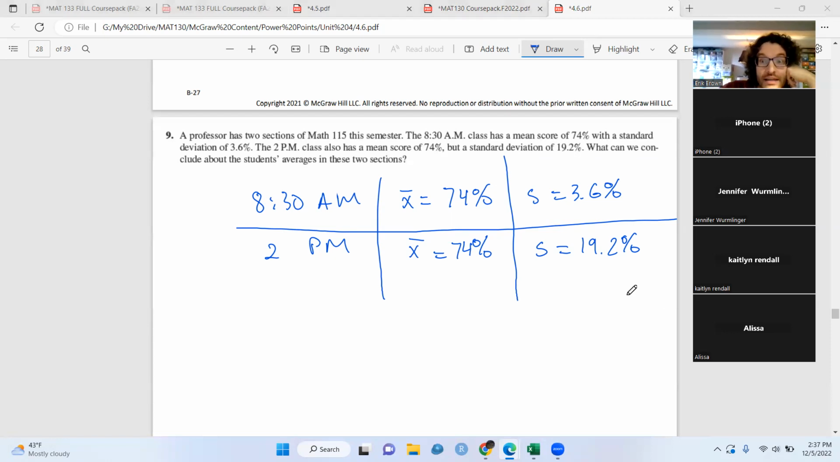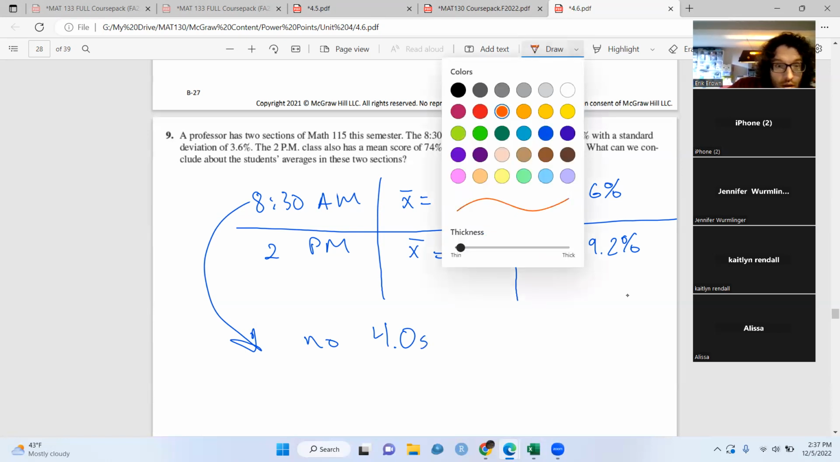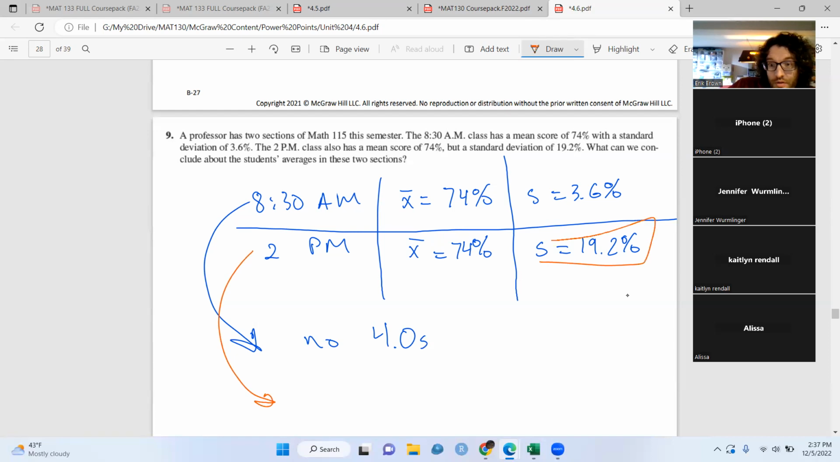Good, it's more consistent and it's mostly in the 70s, right? So in this 8:30 a.m. class, there's probably no 4.0s. They're all consistent, but they're super low, not particularly high. Whereas this class, it's super spread out. So there's some 4.0s and maybe some 0.0s.